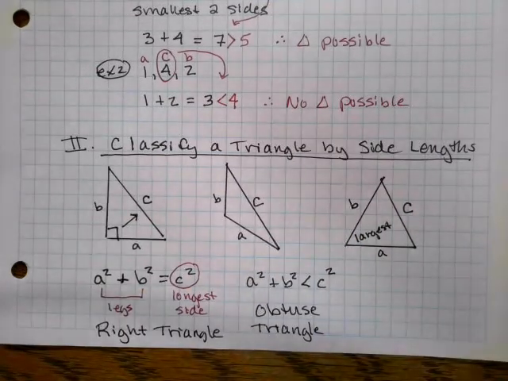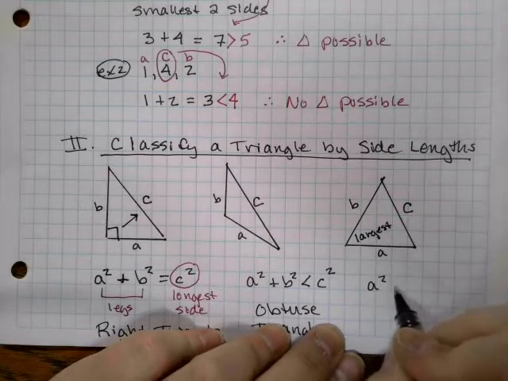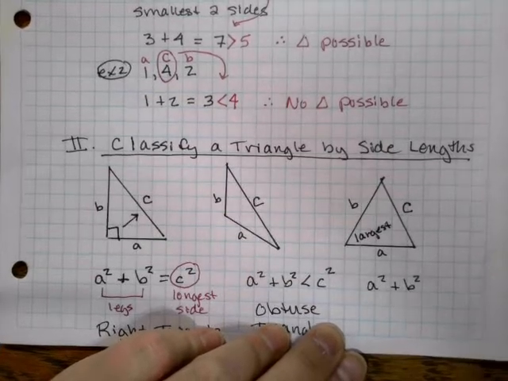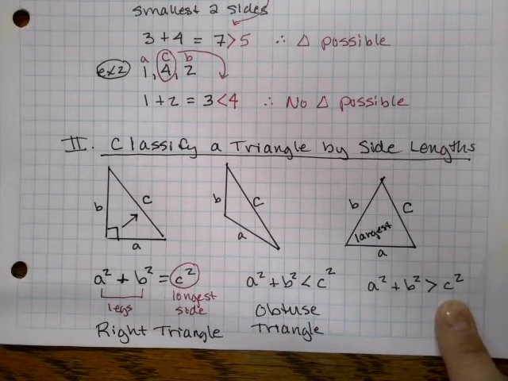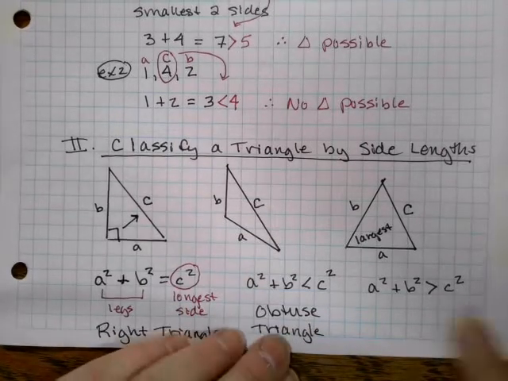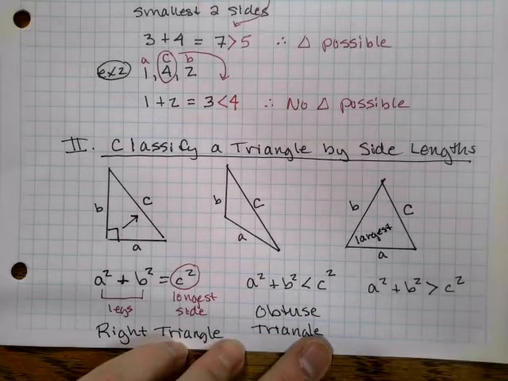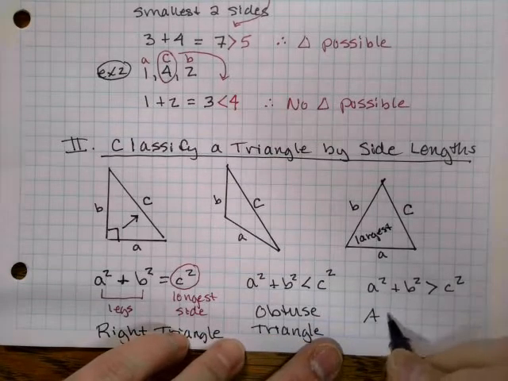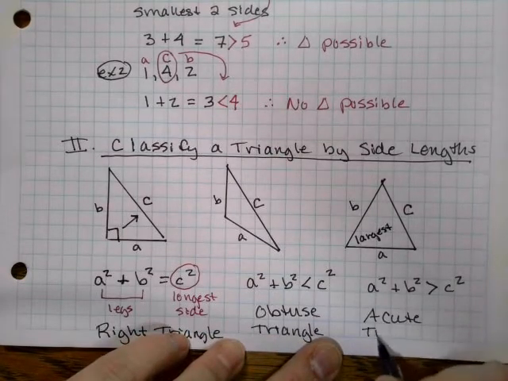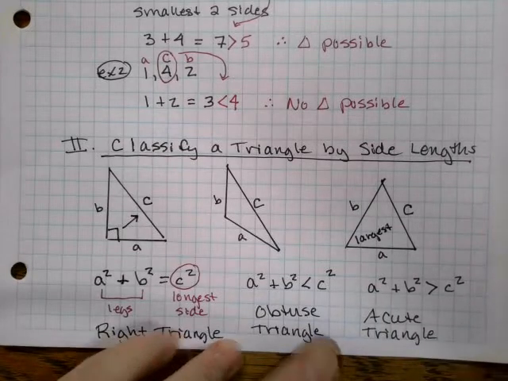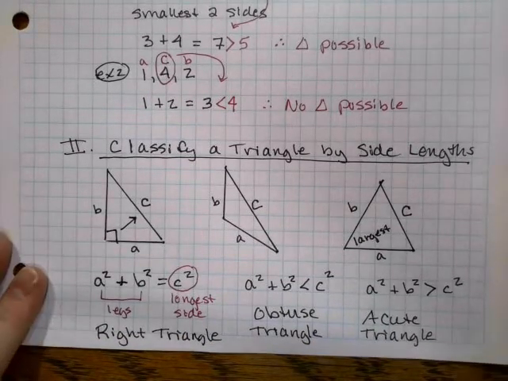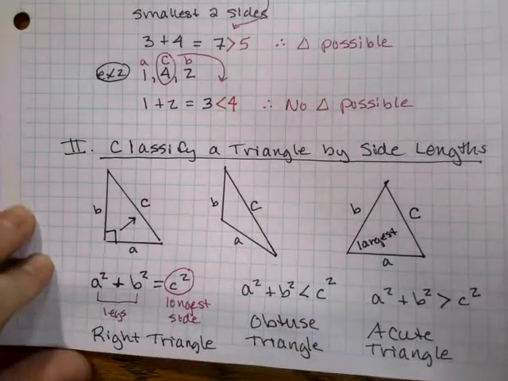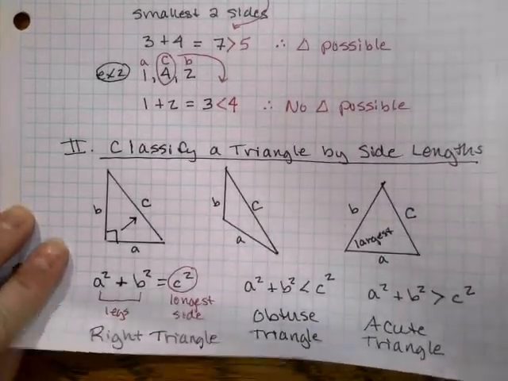If a triangle is acute, A squared plus B squared will be greater than C squared because the longest side is really not very much longer than the other two. If it has this relationship, you can classify the triangle as an acute triangle. So those are the three types: right triangle, obtuse triangle, and acute triangle. All right, let's do some practice.